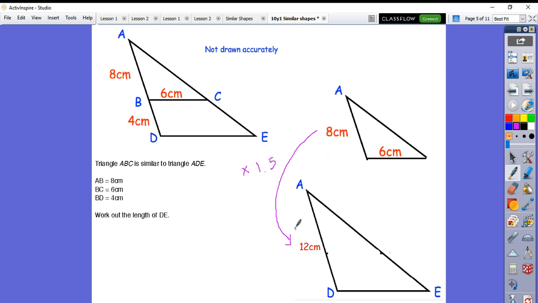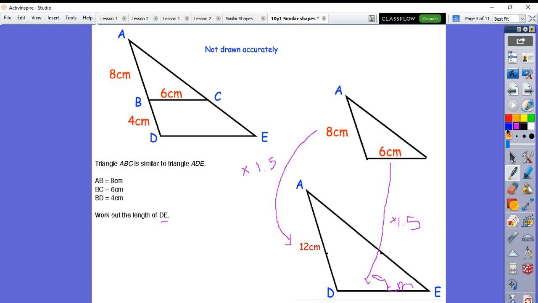So 8 multiplied by 1.5 would give me 12, okay? We've been asked to find out the length of DE, which is this bit across the bottom. So I need to go from here to here. So again, I'm going to multiply it by 1.5. So 6 multiplied by 1.5 would give me 9 centimetres. Okay.